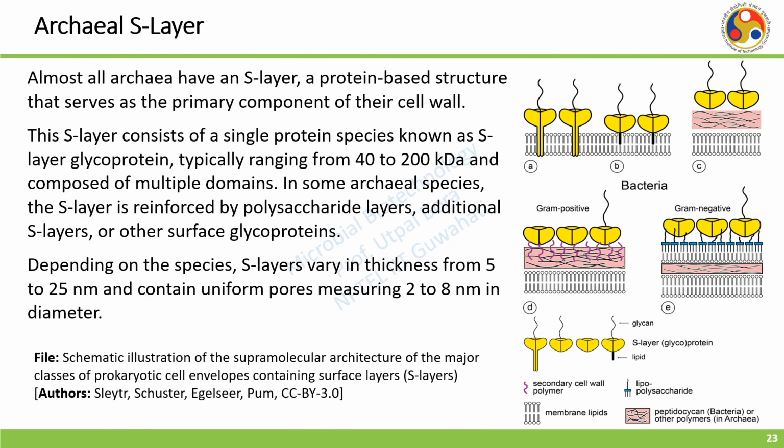The archaeal S layer. Almost all archaea have an S layer, a protein based structure that serves as the primary component of their cell wall. This S layer consists of a single protein species known as S layer glycoprotein, typically ranging from 40 to 200 kilodalton and composed of multiple domains. In some archaeal species, the S layer is reinforced by polysaccharide layers, additional S layers or other surface glycoproteins. Depending on the species, S layers vary in thickness from 5 to 25 nanometers and contain uniform pores measuring 2 to 8 nanometers in diameter.